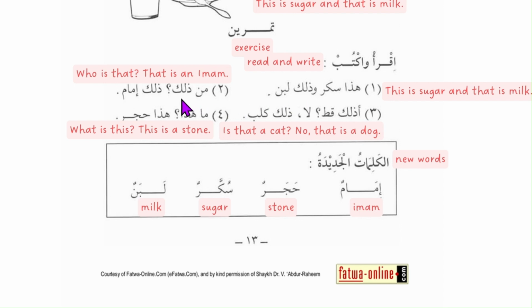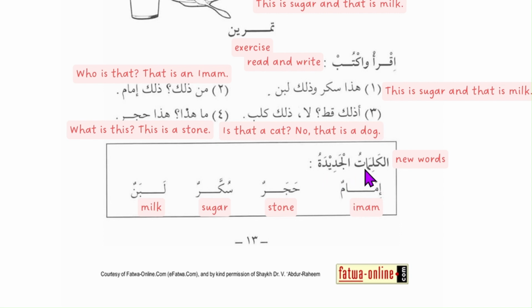Man dhalika? Dhalika imamun. Who is that? That is an imam. Adhalika kittun? La, dhalika kalbun. Is that a cat? No, that is a dog. Ma hadha? Hadha hajarun. What is this? This is a stone.